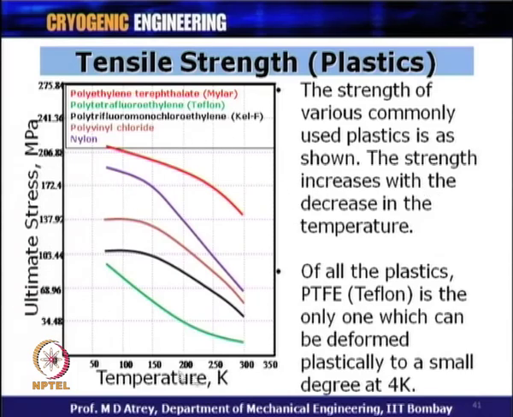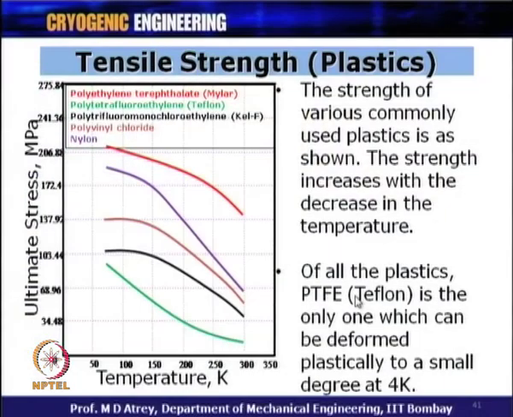But of all these materials, the most commonly used material in cryogenics is PTFE. Of all these plastics, PTFE is the only one which can be deformed plastically, because it retains its plasticity at low temperature, around 4 Kelvin. So, the mostly used plastic in cryogenics is Teflon or PTFE. As we saw earlier that the mostly used metal is stainless steel, similarly we can say that PTFE is the mostly used plastic in cryogenic applications because it has good strength at lower temperature, and at the same time it retains its plasticity at lower temperature.